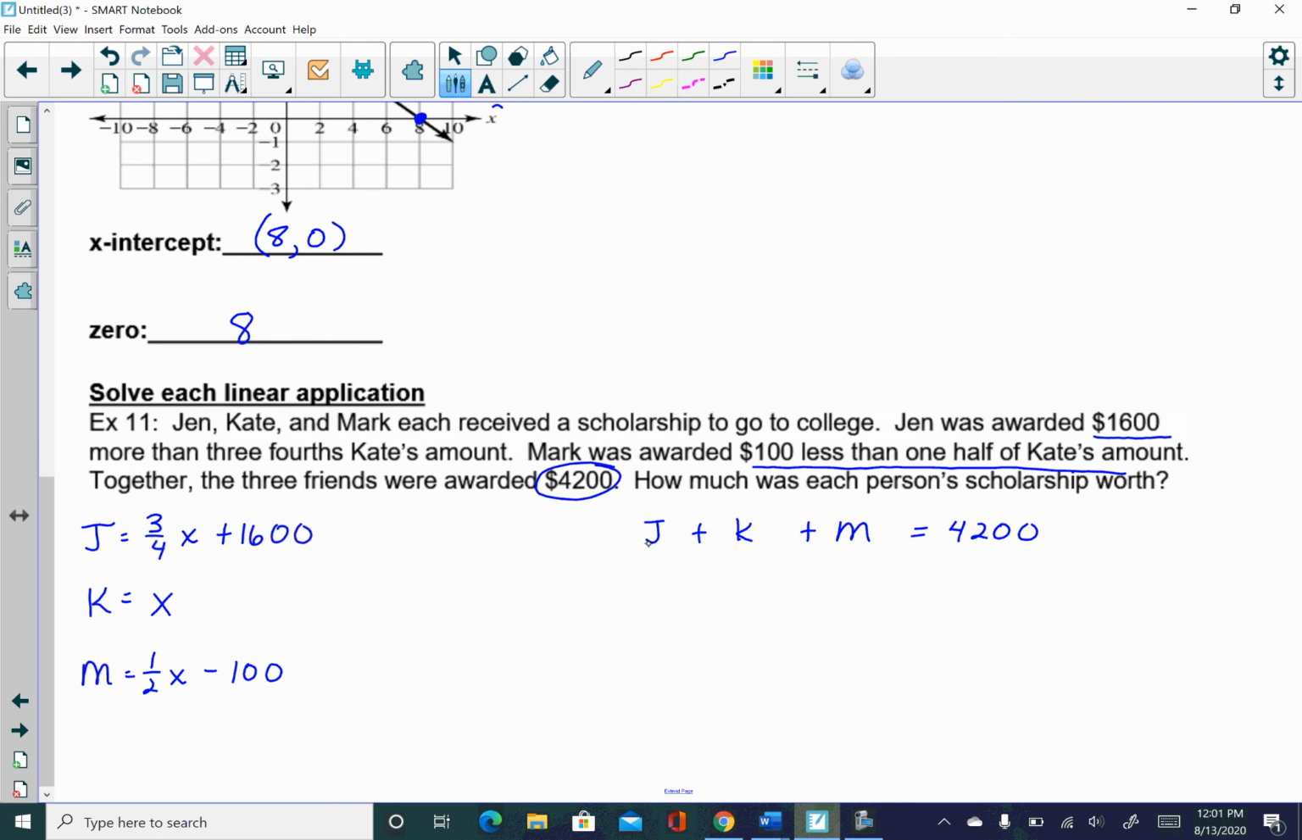So now, in place of Jen, Kate, and Mark, I can use these expressions. Jen is 3/4 x plus 1,600. Kate's amount is x. Mark's amount is 1/2 x minus 100. The total equals 4,200. The nice thing now is that everything's in terms of the same letter, so I'm going to be able to solve this like a linear equation, just like we were doing on the front page. If you want to, now might be a good time to pause the video.